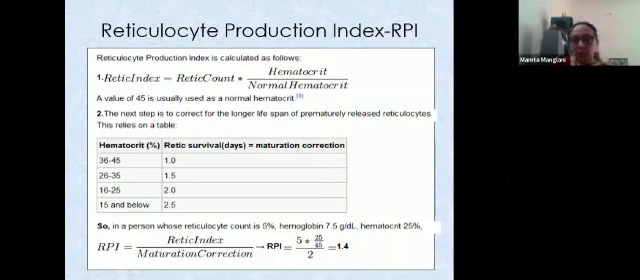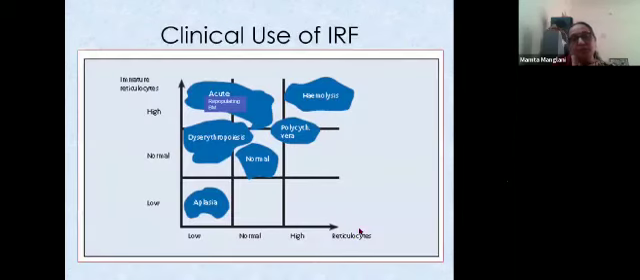So the retic production index actually gives you a clear idea of the situation of the marrow. Similarly, if you look at the immature retic fraction, if the immature reticulocytes are low and your reticulocytes are also low, that is, RPI is low, then it is aplasia. If they are normal and your RPI is also normal, then it is normal. If you have a low retic count and a normal immature reticulocyte fraction, it is dyserythropoiesis, because the marrow is trying to produce, but it is not producing effectively.